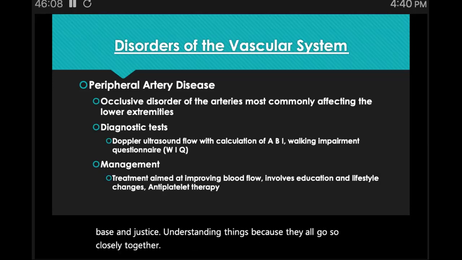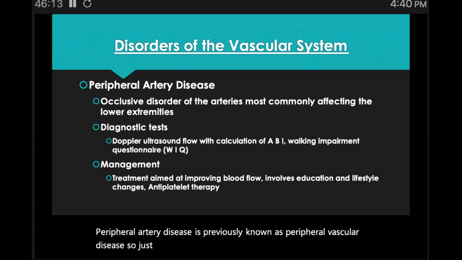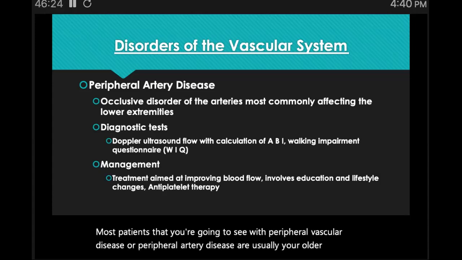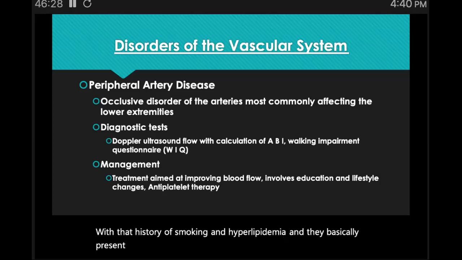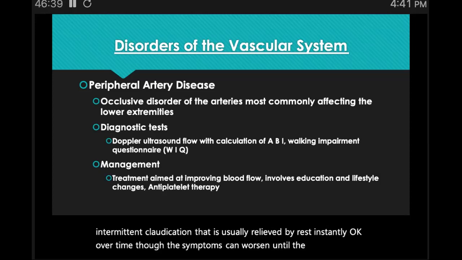Peripheral artery disease was previously known as peripheral vascular disease, so just keep that in mind. They go hand in hand, PAD versus PVD. Most patients that you're going to see with peripheral vascular disease or peripheral artery disease are usually your older patients with a history of smoking and hyperlipidemia. And they basically present with worsening pain on ambulation, also known as intermittent claudication, that is usually relieved by rest instantly. Okay. Over time, though, the symptoms can worsen until the patient's walking distance is greatly limited.